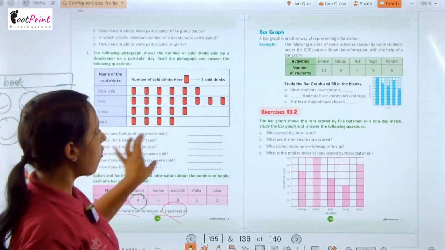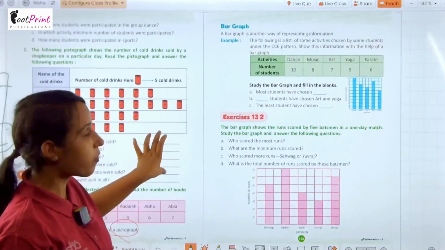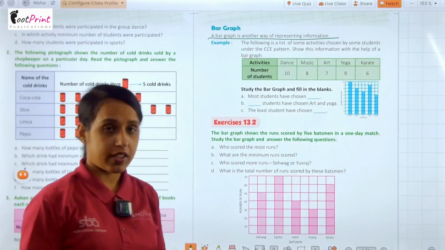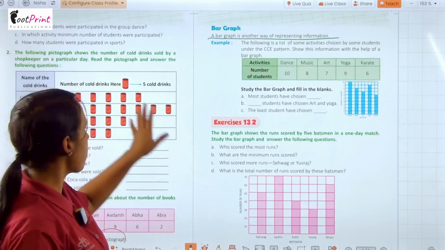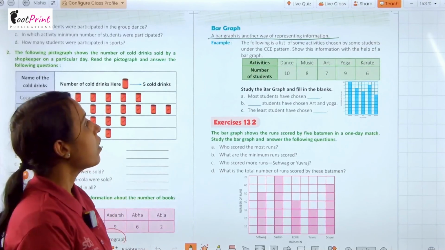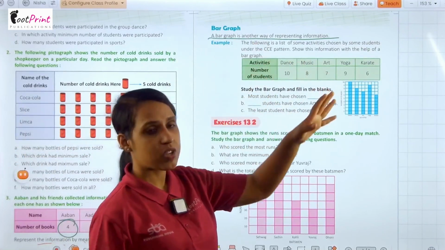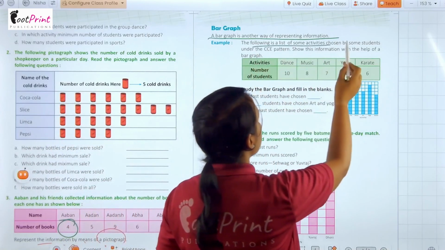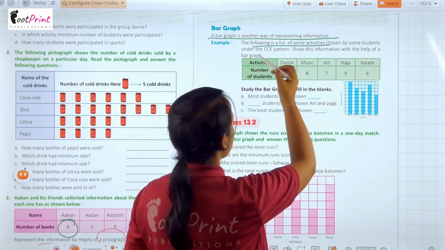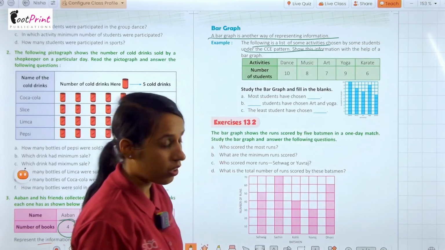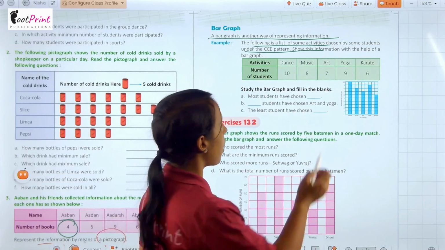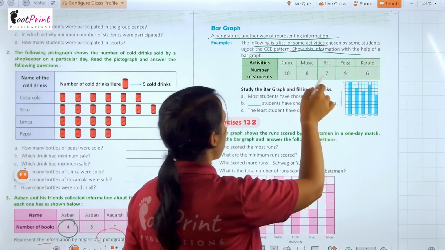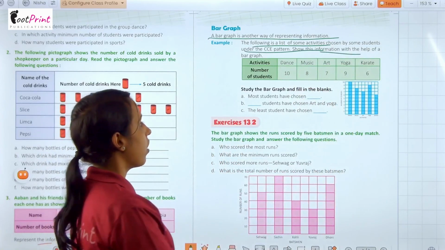Okay, now we have bar graph. So what is bar graph? Let's see here. A bar graph is another way of representing information. जैसे हम information अभी pictograph में show कर रहे थे, so ऐसे ही हम information को represent bar graph में भी कर सकते हैं. Example, the following is a list of some activities chosen by some students under the CCE pattern. यहाँ पर कुछ एक्टिविटीज़ दी हुई हैं, डांस, म्यूजिक, आर्ट, योगा, कराटे, और कितने बच्चे उसको पसंद कर रहे हैं वो लिखा हुआ है.